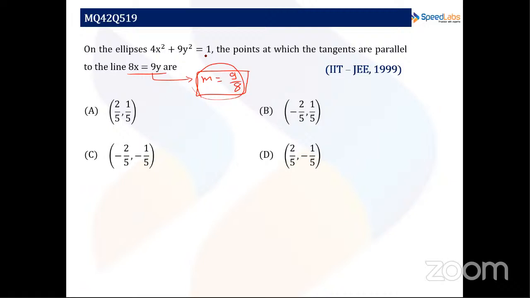If you take the general point (x1, y1), then the equation of tangent will be 4x x1 plus 9y y1 equals 1. And since the slope of ax plus by equals c is minus a by b, here it will be minus 4x1 upon 9y1. So comparing these two, minus 4x1 upon 9y1 will be equal to 9 by 8.